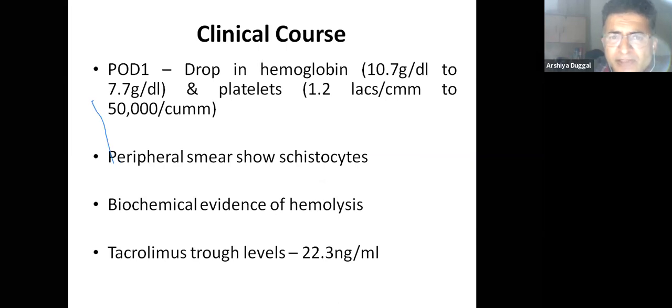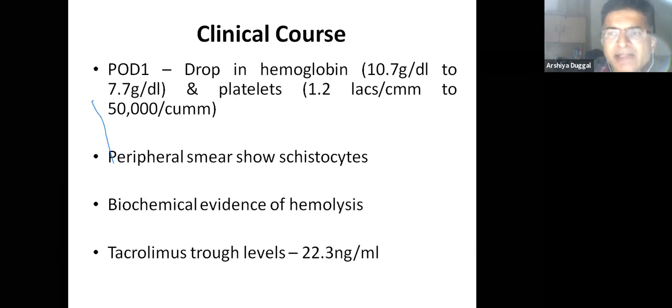So on POD1, there was a drop in hemoglobin from 10.7 gram per deciliter to 7.7 gram. Platelets reduced from 1.2 lakhs to 50,000. And peripheral smear showed schistocytes. And biochemical evidence of hemolysis was there. Tacrolimus trough levels were 22.3 nanogram per ml. So obviously the tacrolimus levels were very high.